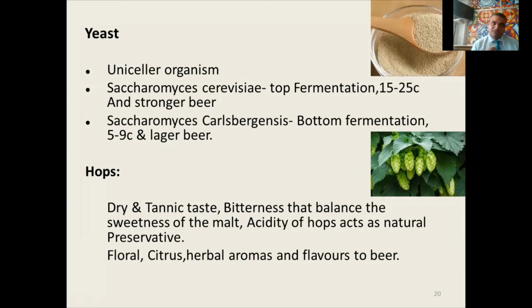And the bitterness is balanced by the sweet. When you do the malting, you have some sweetness in the malt. The beer has some sweetness. The sweetness is killed by the bitterness of the hops. This gives a dry taste to the beer. The tannin and the dry taste you get in the beer come from the hops.